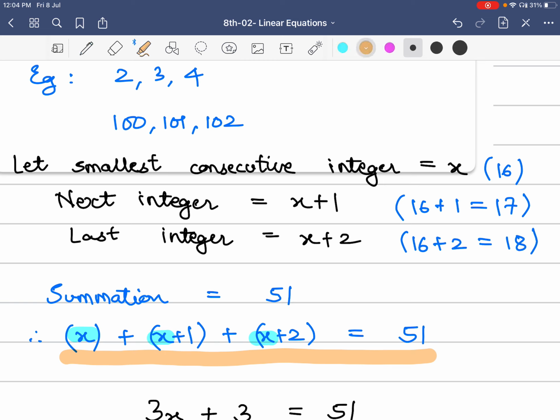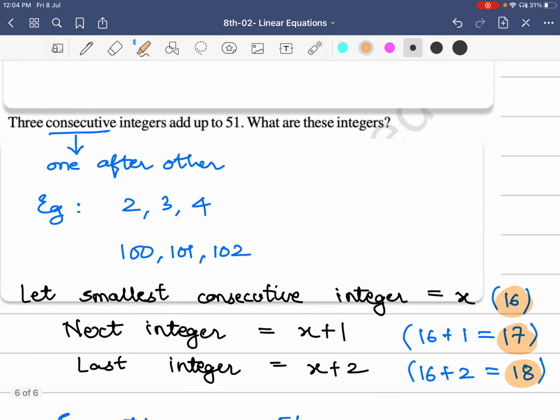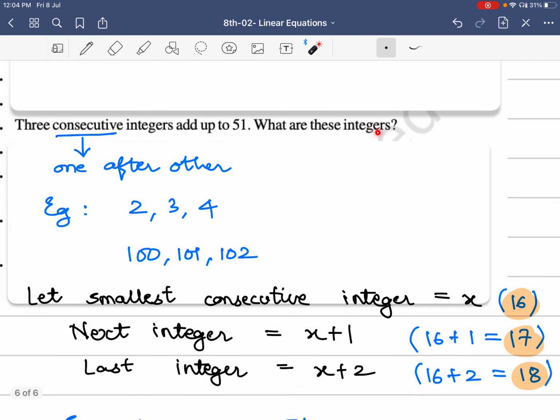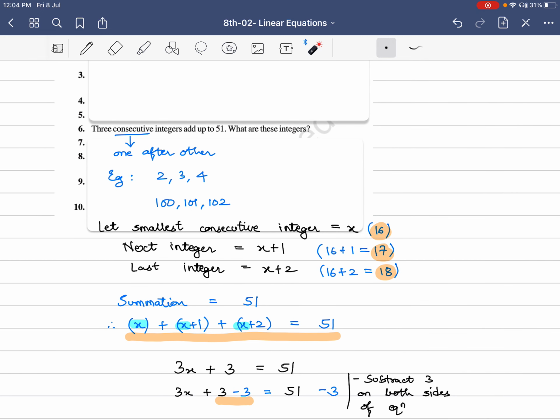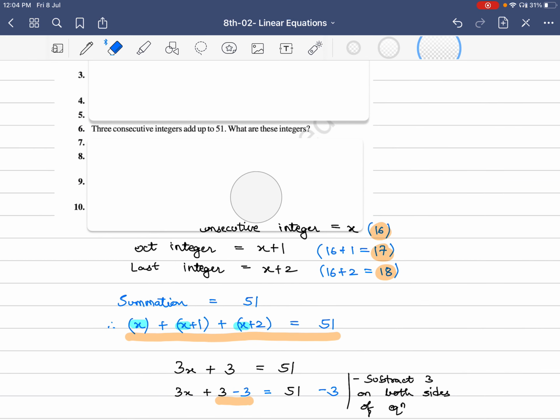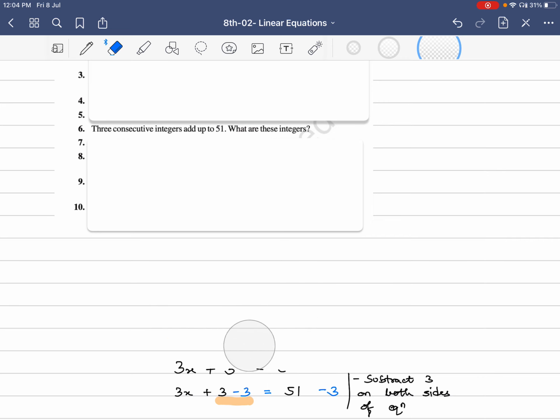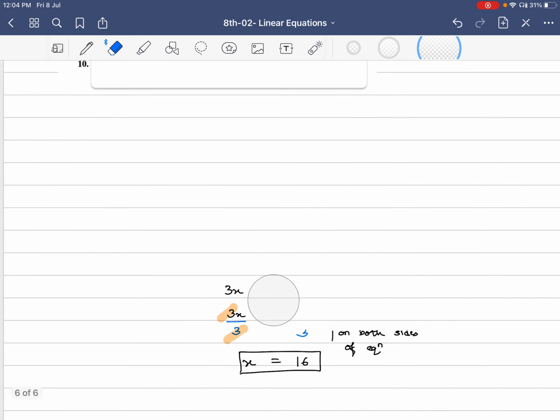Okay, so thus we have 16, 17 and 18 as our 3 consecutive numbers that the question had asked us to find. Okay, what are these integers? So this is how we have solved this problem. That was problem number 6. Let's try to erase this, and then we'll move to problem number 7.